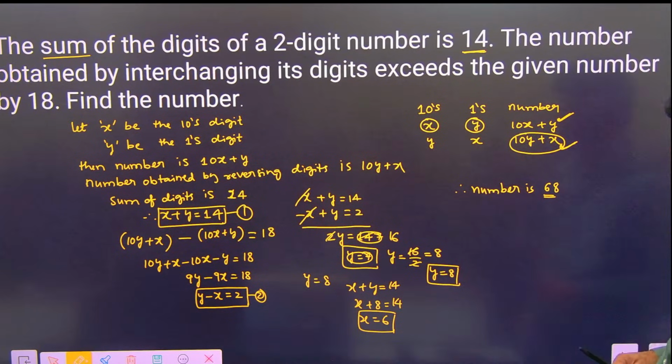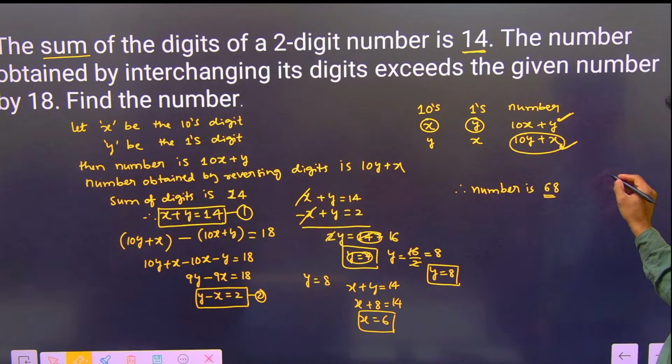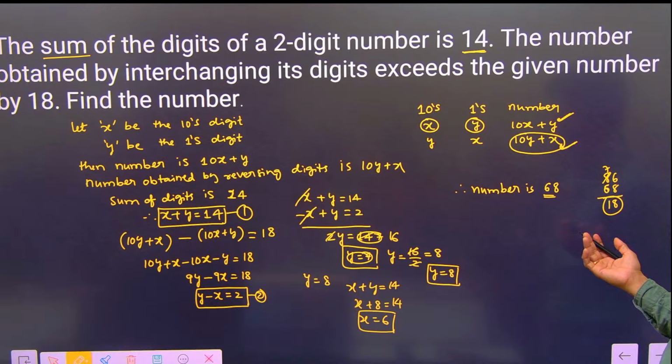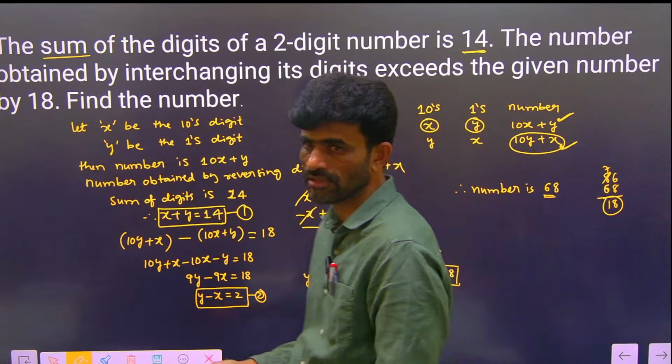When we are adding, how much are we getting? 14. The sum of the digits is 14. And if you interchange the digits, you get 86. 86 minus 68, if you find out, 16 minus 8 is 8, 7 minus 6 is 1, so 18. So the difference of the two numbers is 18. So it is satisfied. So you can verify your answer like that.